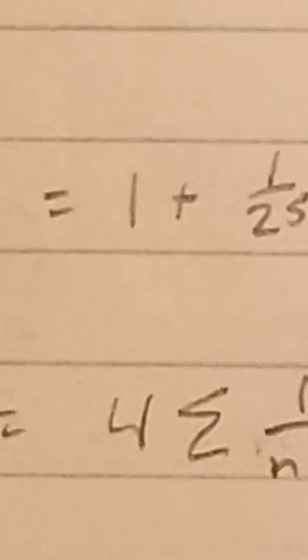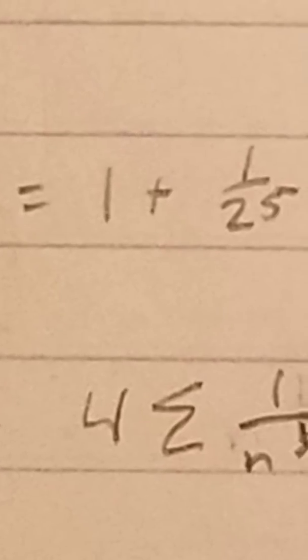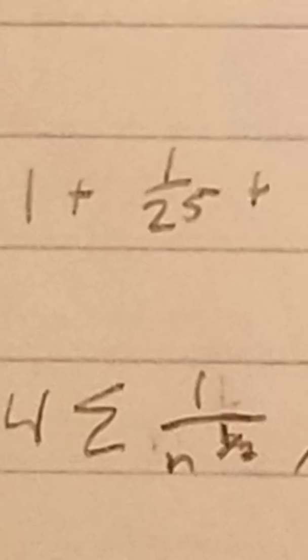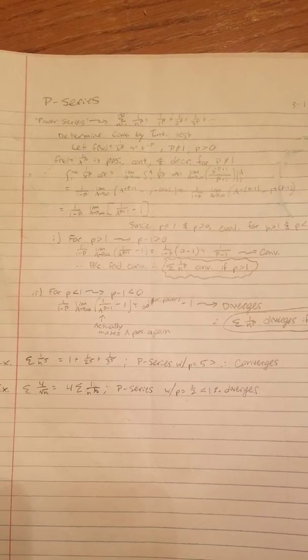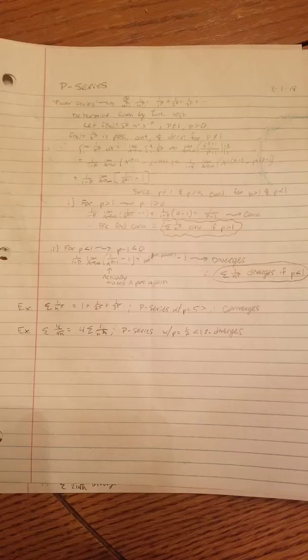We'll do one more. The summation from n equals 1 to infinity of 4 over the square root of n. Well, that can be written as 4 times the summation of 1 over n to the 1/2. Well, summation of 1 over n to the 1/2, that's a p-series with p equals 1/2, which is less than 1, so it diverges. Pretty simple stuff, right? It will come in handy when we go over these next 2 tests, which will be the limit comparison test and the direct comparison test.